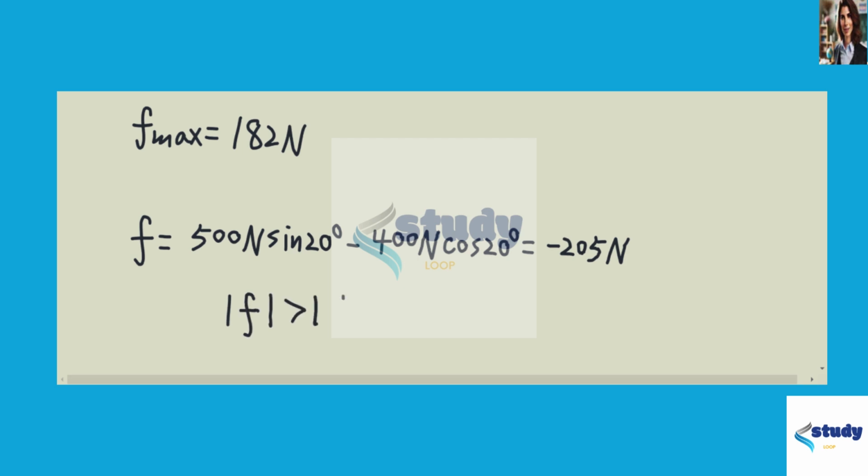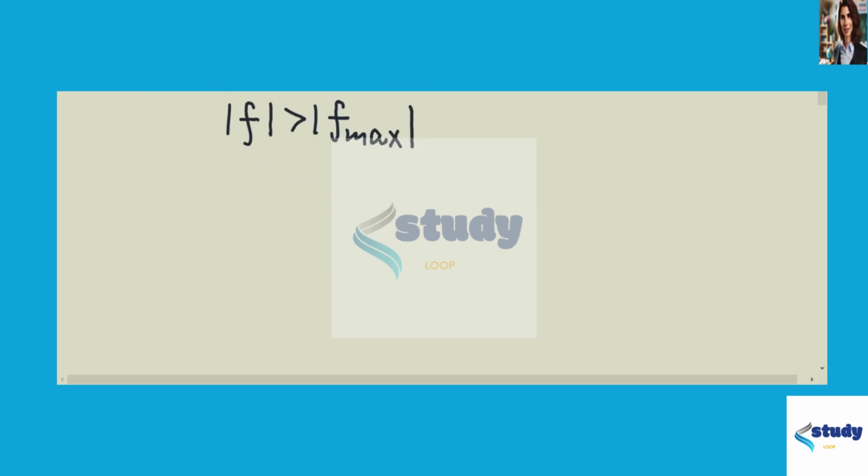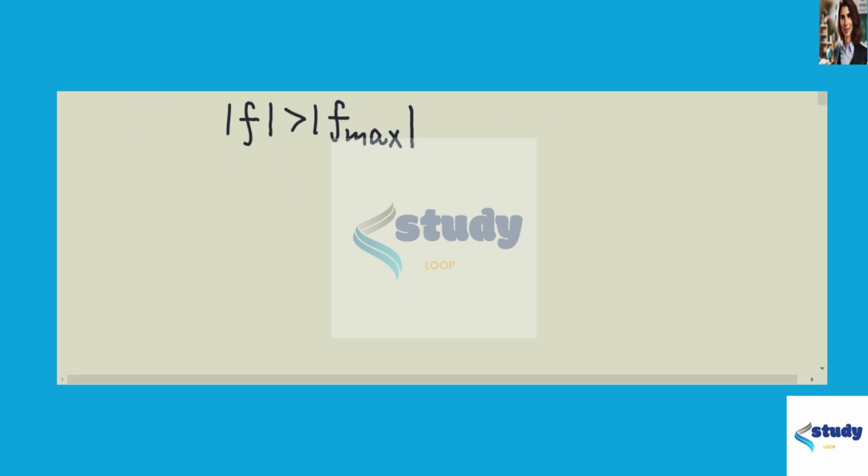Okay, as you can tell, the magnitude of the friction is greater than the magnitude of the maximum friction, which is the static friction, which means that the block will start sliding. Okay, and since the value for the friction is negative, that means the block will start sliding upward along the surface. Because we are considering moving downward along the surface as the positive x direction. Okay, so upward along the surface.